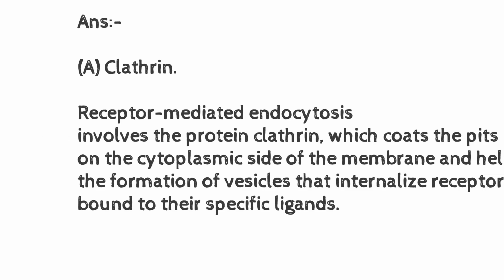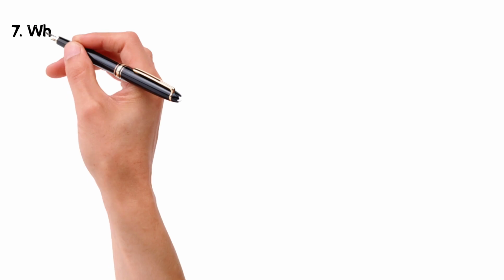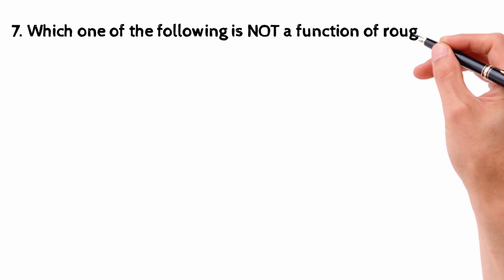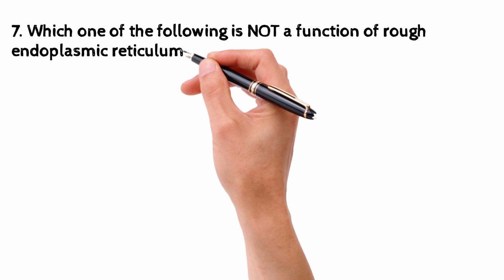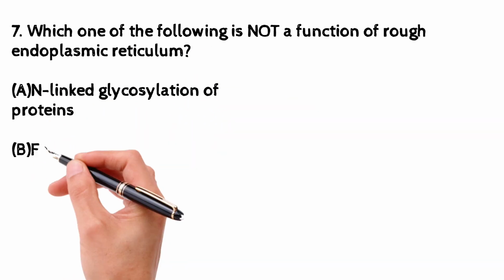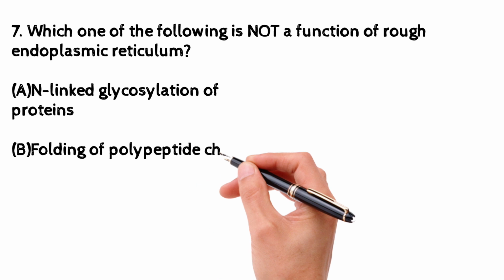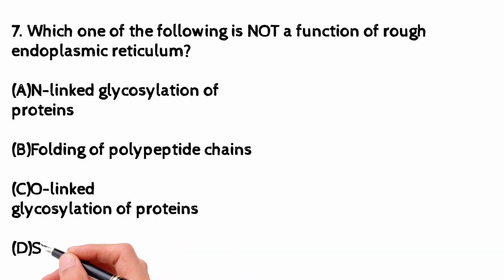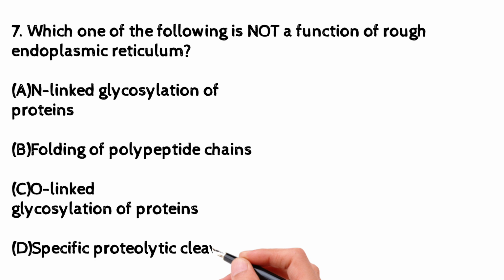Next, we have a question on the endoplasmic reticulum. Question 7. Which one of the following is not a function of rough endoplasmic reticulum? A. N-linked glycosylation of proteins. B. Folding of polypeptide chains. C. O-linked glycosylation of proteins. D. Specific proteolytic cleavage. The correct answer is C.